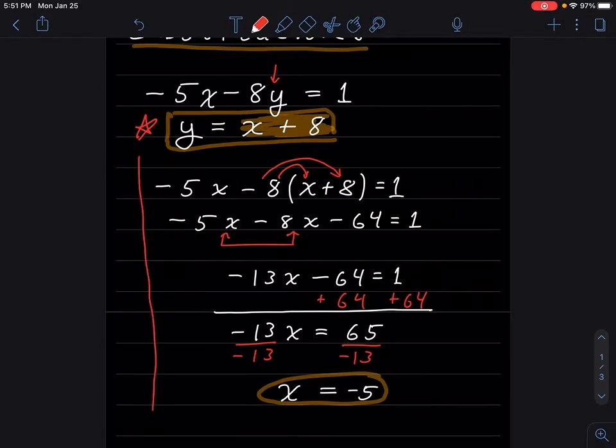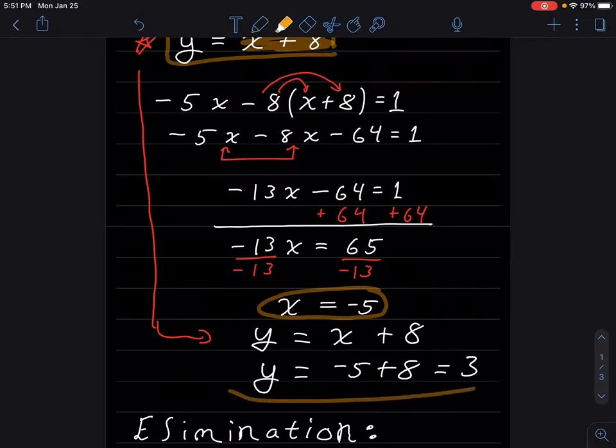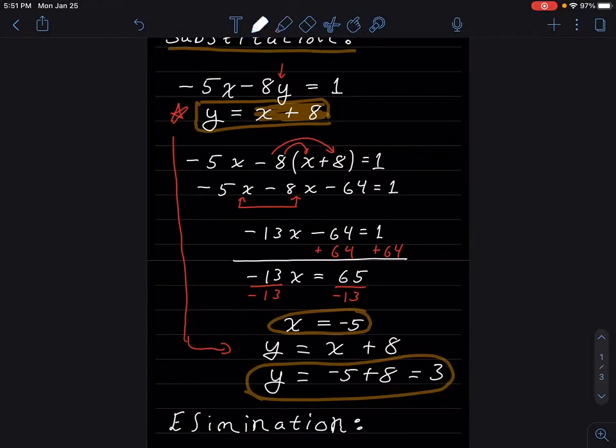Bring that equation down here, and now we have a number to put in for x. So we have y equals x plus 8. Substitute in the negative 5, y equals negative 5 plus 8, and therefore y equals 3. And we have our second answer. And since they are an ordered pair, we write our answer in parentheses with x first and y second. So x is equal to negative 5, comma, y is equal to 3, and that is our ordered pair of x and y.